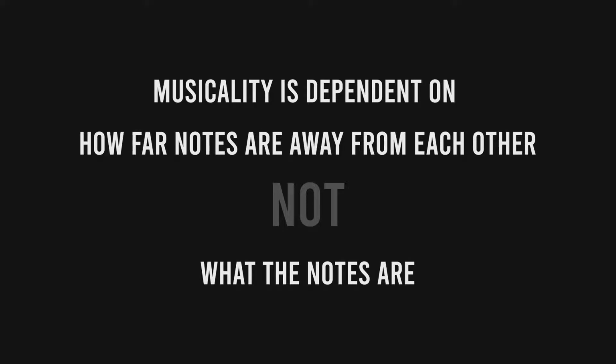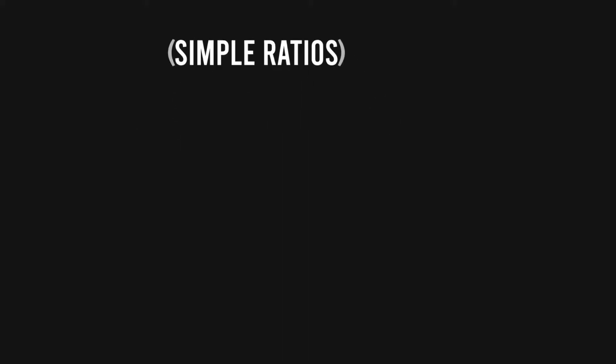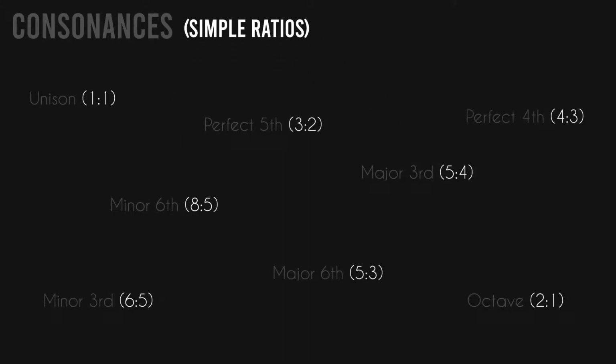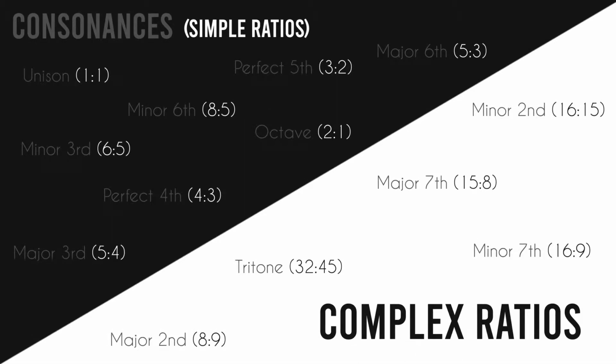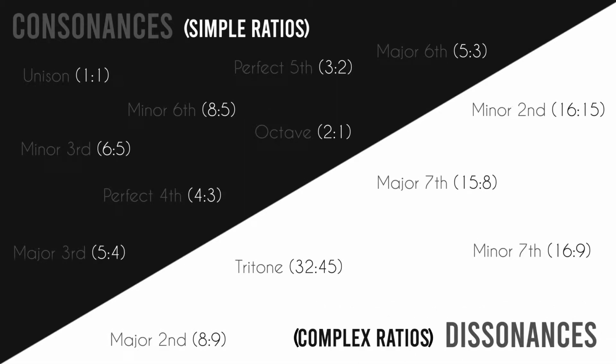It turns out that the simpler these frequency ratios are, the more consonant or pleasant the notes sound. In contrast, notes with more complex frequency ratios produce more dissonant harmonies. Dissonance typically causes tension and desire to be resolved, so melodies tend to move from dissonant harmonies into more consonant ones.